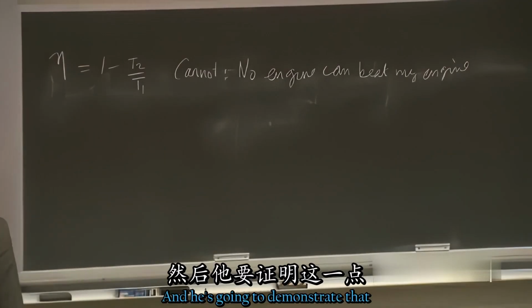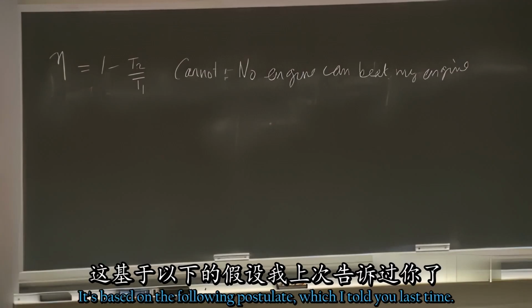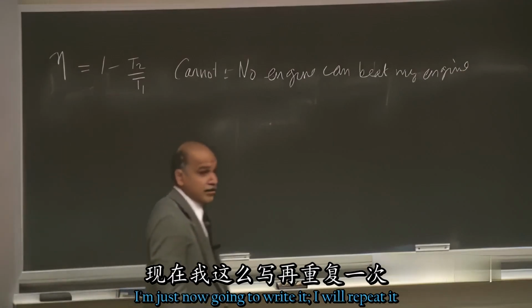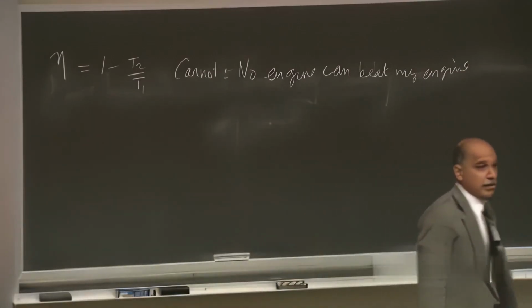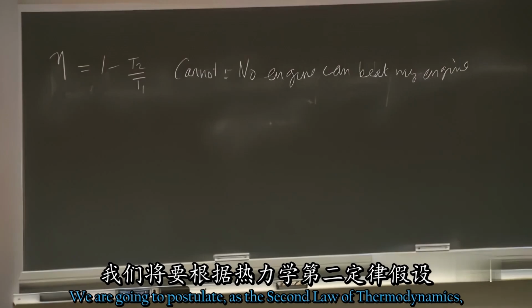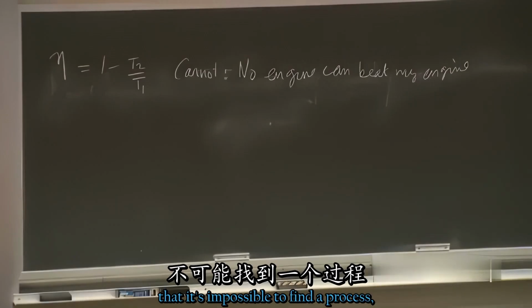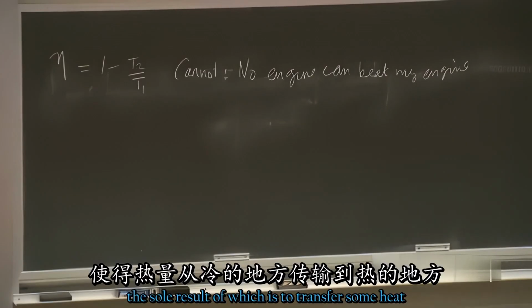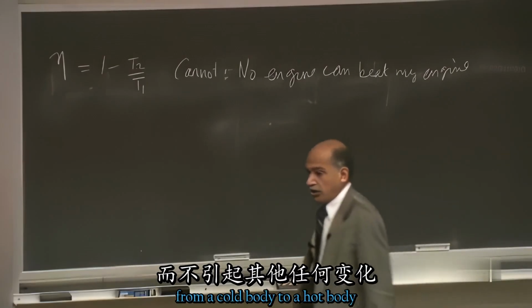And he's going to demonstrate that. I'm going to demonstrate that for you. You don't get something for nothing. It's based on the following postulate, which I told you last time. I'm just now going to write it. I will repeat it. We are going to postulate, as the second law of thermodynamics, that it is impossible to find a process, the sole result of which is to transfer some heat from a cold body to a hot body.